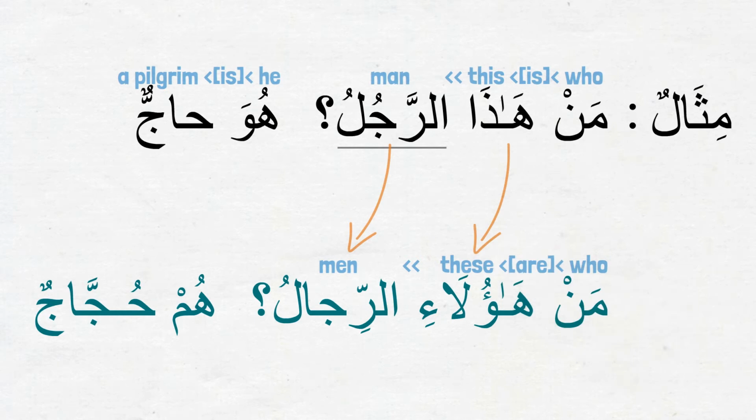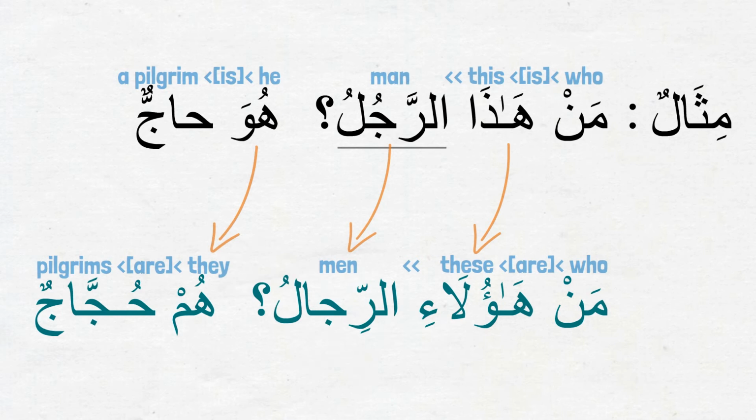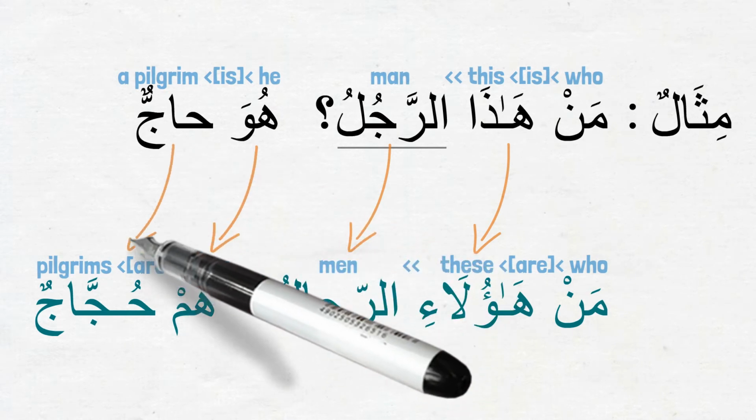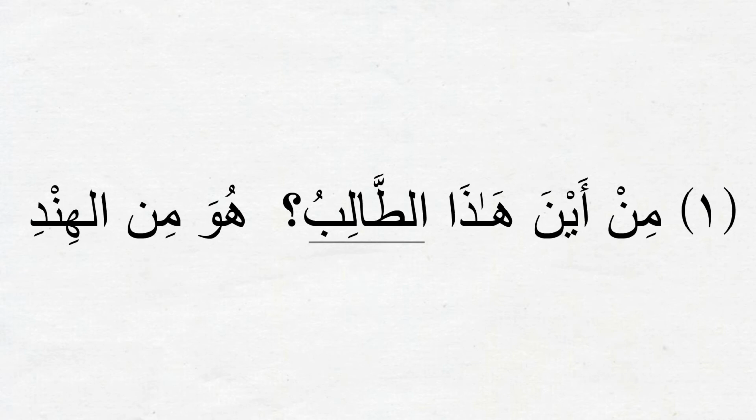And in the answer, instead of هو حاج, we say هم حجاج, since we know that the plural of هو is hum. And we are replacing حاج with its plural form حجاج. هم حجاج means they are pilgrims. Let's go to part 1 now. Here's what we are given.